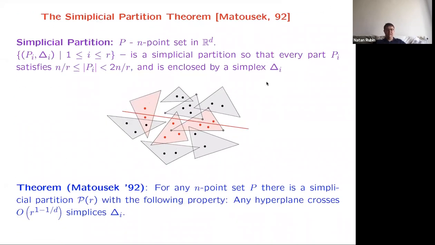And both of them use the following fundamental result from computational geometry, the so-called simplicial partition theorem. So if we have an n-point set in dimension D, we partition it almost evenly into R parts, and each part is enclosed by a simplex. Matoušek showed that there is always such a decomposition with the property that every hyperplane will cross only a small fraction of the enclosing simplices, and this is very essential for geometric divide and conquer.